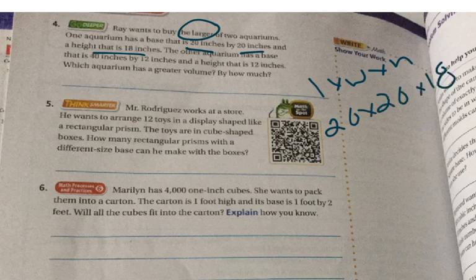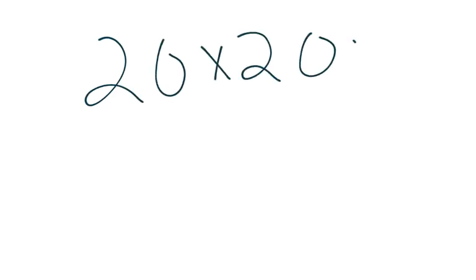The other aquarium has a base that's 40 by 12 and a height that is 12. Which is the larger volume? So I'm going to have to find both of those volumes. Okay, so I have 20 by 20 by 18 was the first one.